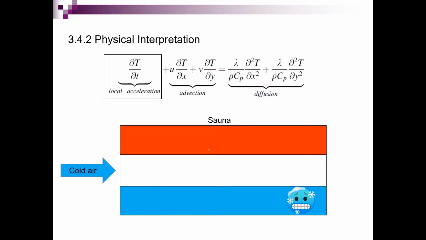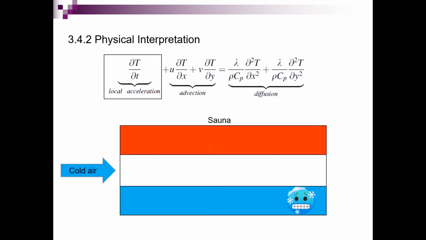What happens if someone opens the sauna door? You have cold air outside, and of course, due to the difference in density, the cold air will come in. So the air in the sauna and the air outside will change places. The hot air in the sauna will go out, and the cold air, which is denser, will get into the sauna room.